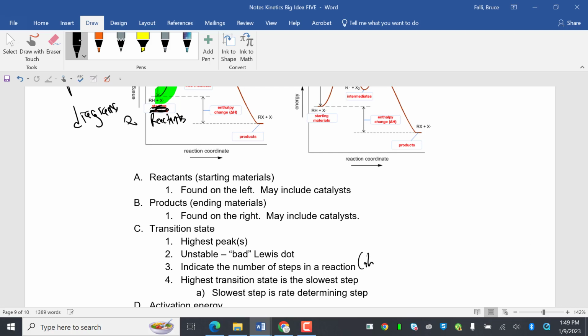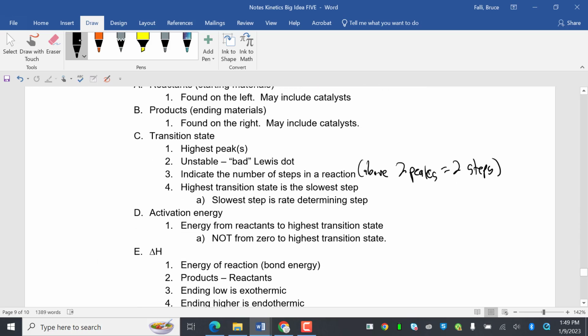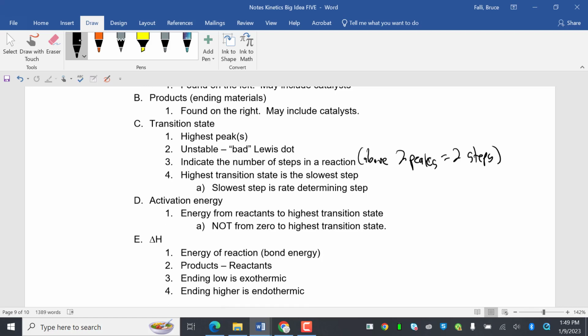These transition states indicate the number of steps in the reaction. So above, I had 2 transition states, 2 peaks, equals 2 steps. The highest transition state is the slowest step. Slow step is the rate determining step. Activation energy is the energy from the reactants to the highest transition state, not from 0 to the highest transition state.